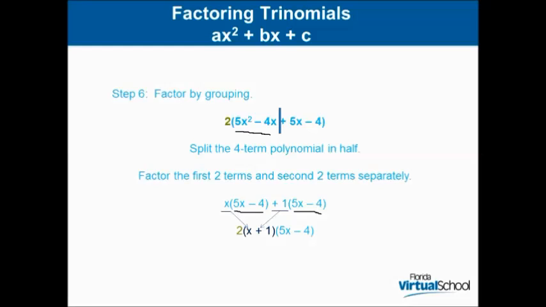Since our binomials match, we can just simply rewrite. We'll include our greatest common factors from each group in the first set of parentheses, and we'll rewrite that common binomial into the second set of parentheses. We also have to be careful to remember to bring that greatest common factor with us that we found in the very beginning.